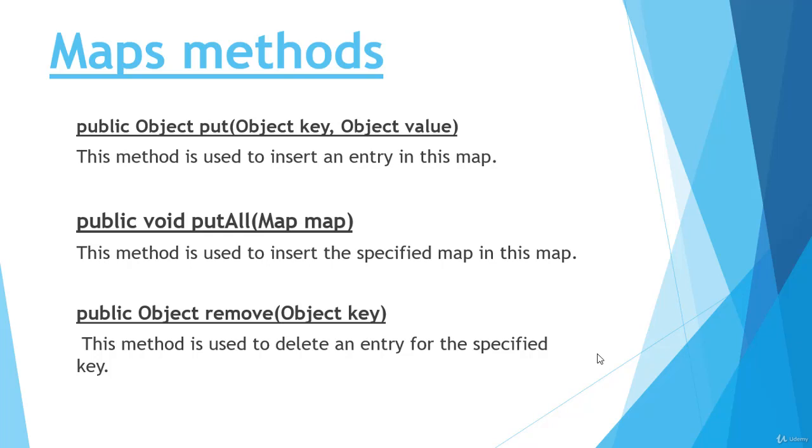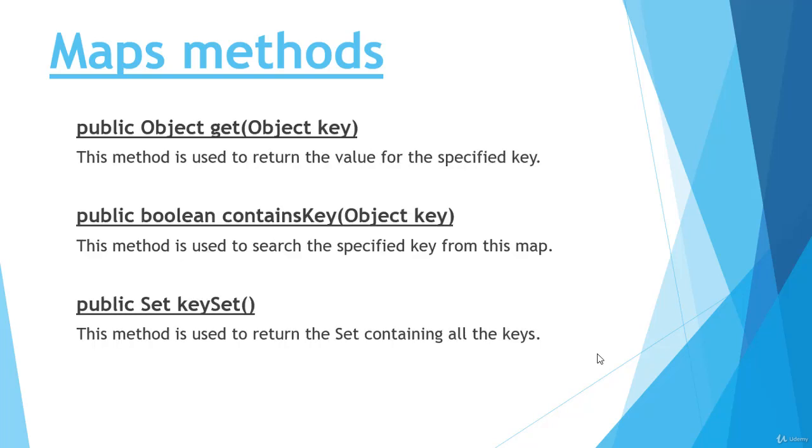Next is the remove method. This method is used to delete an entry for a specific key. Now keep in your mind, whenever we want to delete elements in the map, we always use a key because we know that the key is always unique and holds some value. So we pass the key in the arguments of the remove function, and this function will remove that key from the map basically.